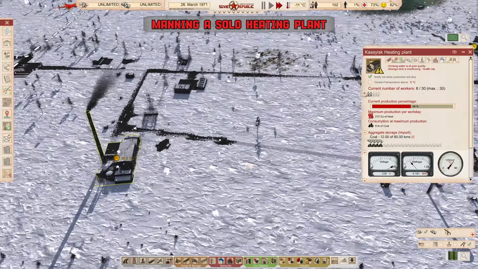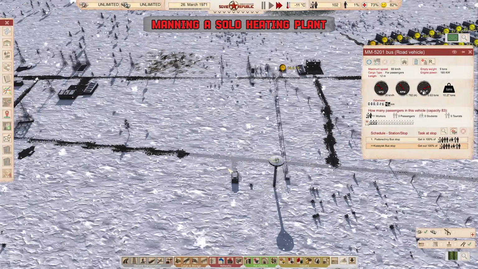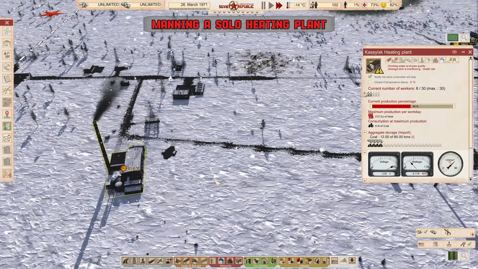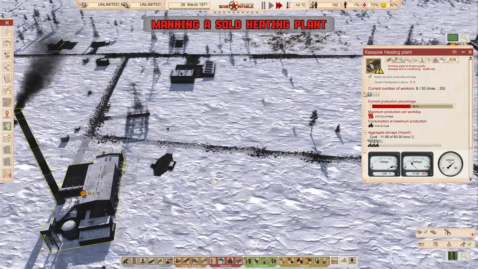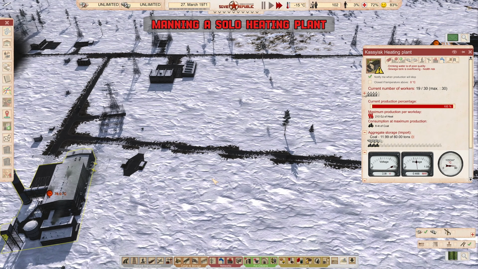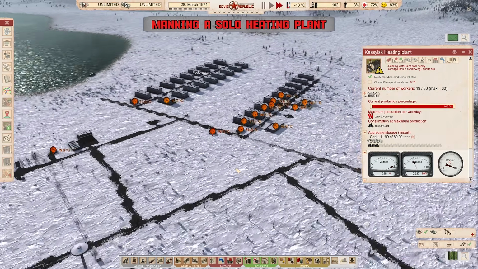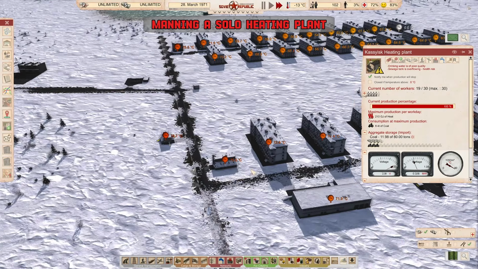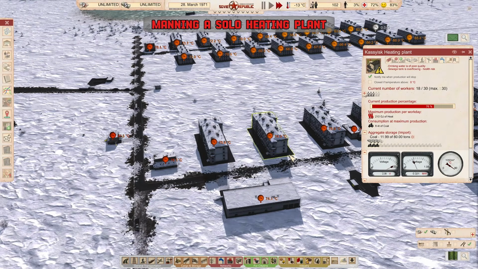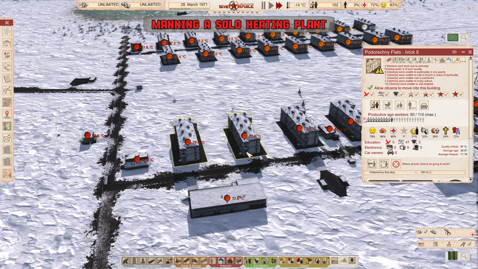Here we go. 11 more incoming. Let's speed it up a bit. And there you go. Your heating plant works at full capacity in the middle of the winter with just a very few amount of people in your city.